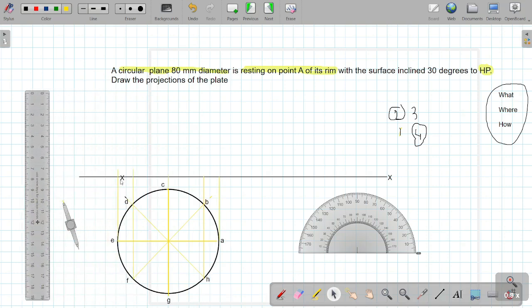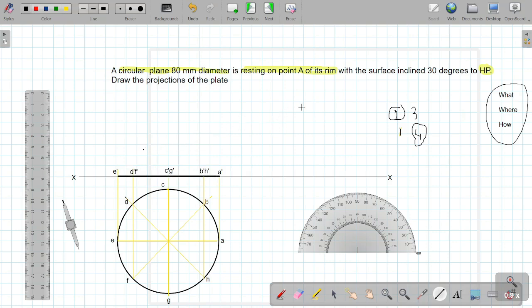Now giving the namings: A dash, then B dash, H dash, C dash and G dash, starting from point A to point E. Once this is done, our step 2 is completed.